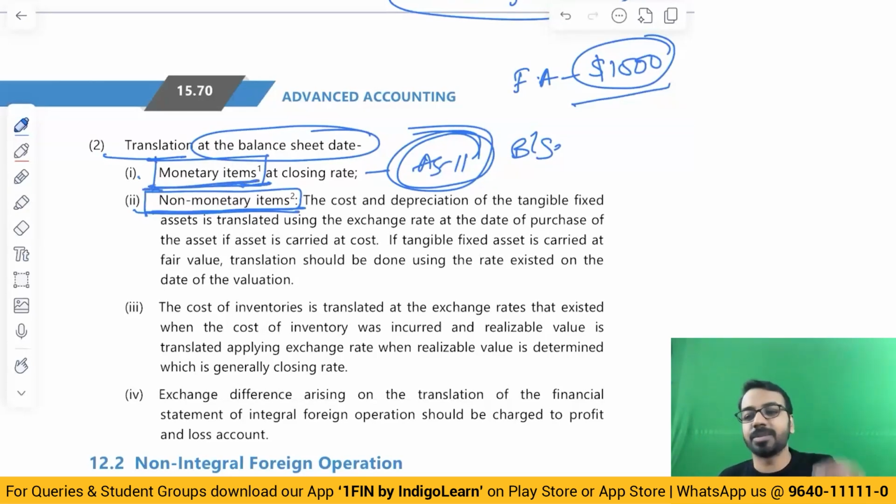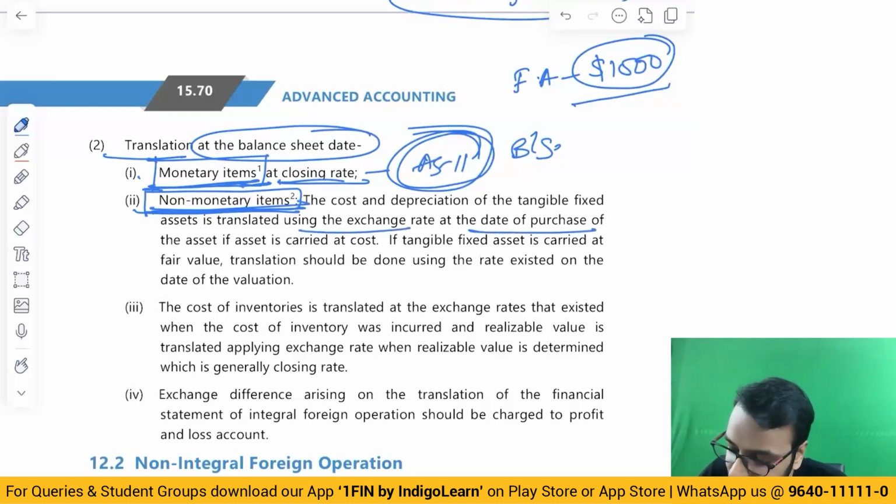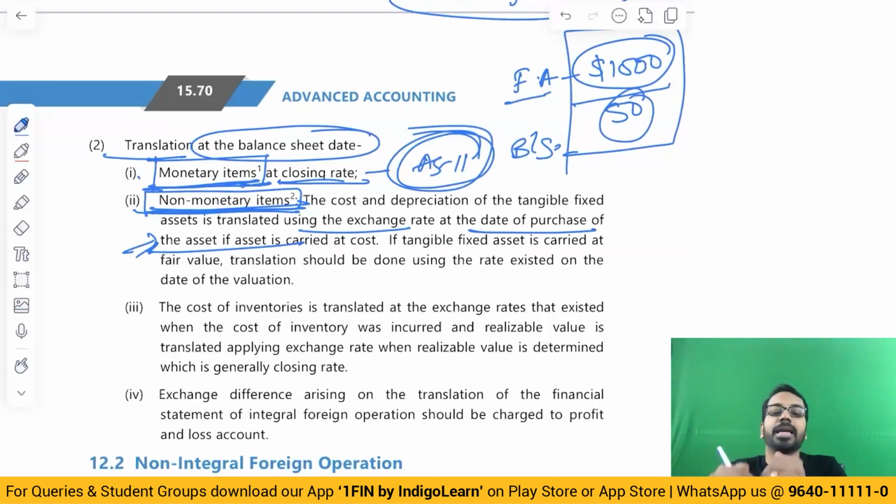See, monetary items as per Accounting Standard 11 anyways have to be restated. So I will directly take the closing rate. But for non-monetary items, I don't need restatement. So I will take the rate on the date of purchase of the asset. Depreciation will also be calculated according to that rate. So if I purchased a fixed asset when the dollar was 50, this is the value I will consider for calculation of the closing balance and depreciation.